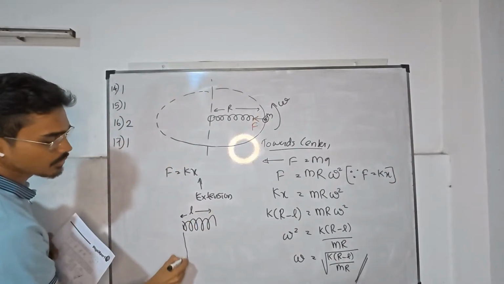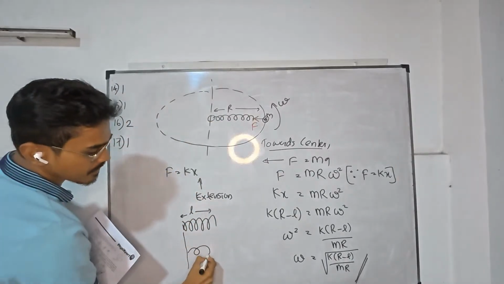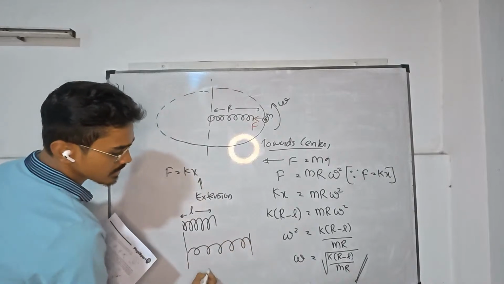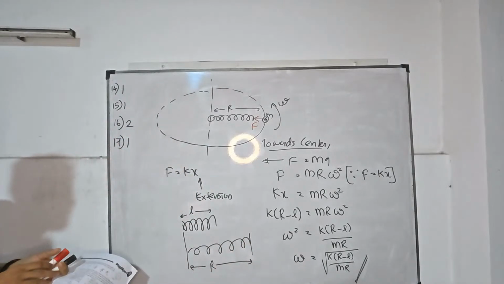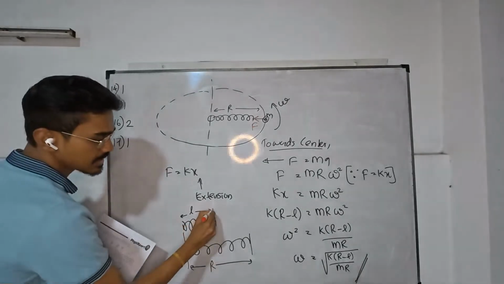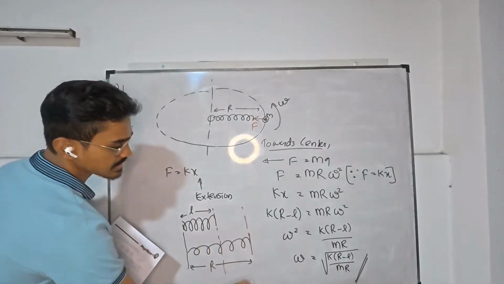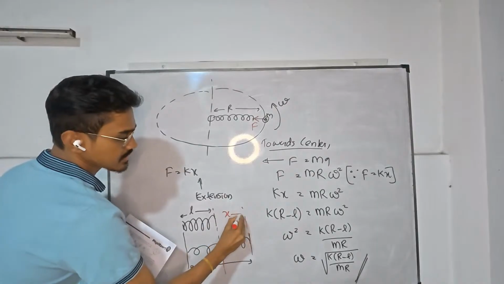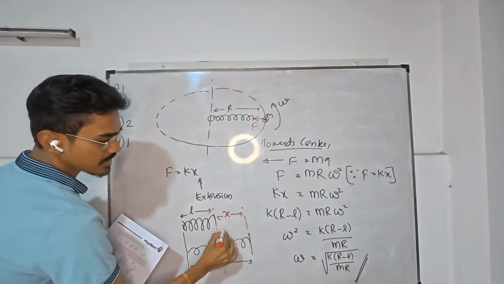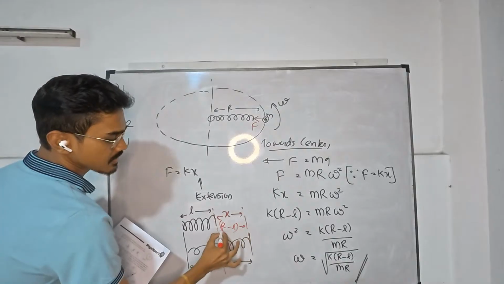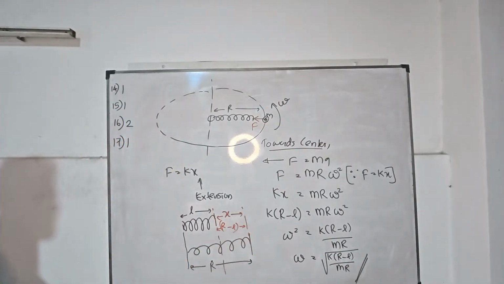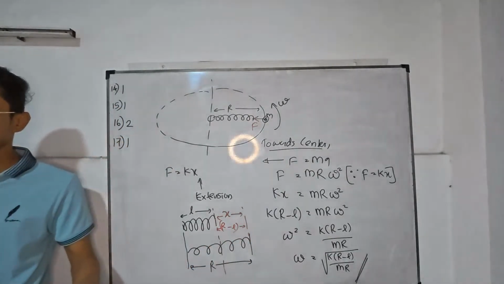Right? Now, in this scenario, there is a stretch to a length R. So this part is the extension. This is the extension, so this is X. So it can be written as R minus L. Now, it's clear, right?